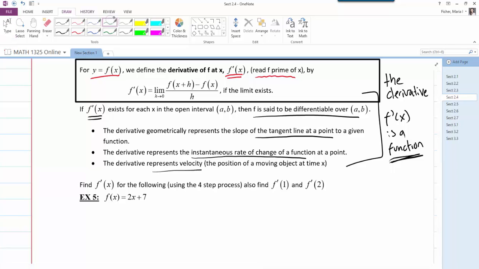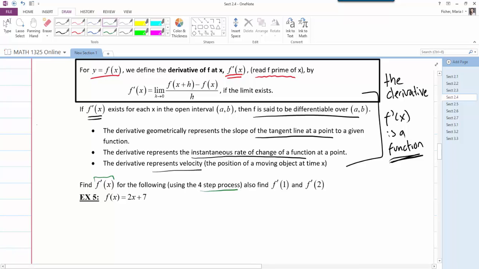Let's read the directions for example 5 and then find the derivative. So find f prime of x for the following using the 4-step process. And we also want to find f prime of 1 and f prime of 2. We'll do that at the end and we'll discuss what that is. So what's the 4-step process? I didn't write that down anywhere. Well, we're going to do that at the same time as we define it.